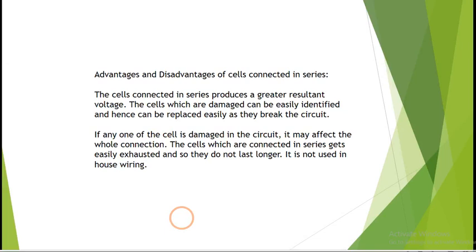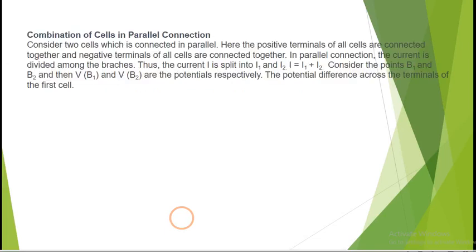So in this way, we had enough discussion on cells in series. Moving towards cells in parallel. Here we are going to consider two cells which are connected in parallel. The positive terminals of all cells are connected together and the negative terminals of all cells are connected together. As we all know that I splits into I1 plus I2. So I is equal to I1 plus I2.